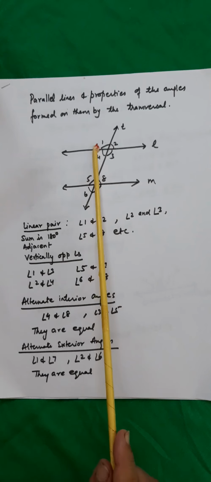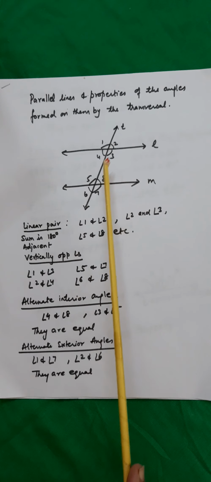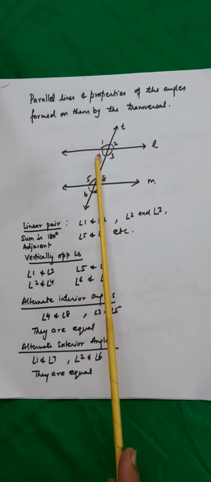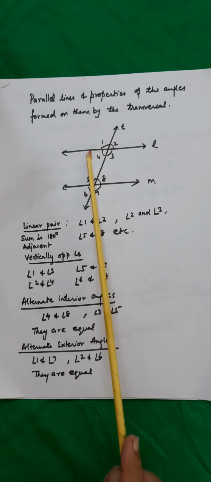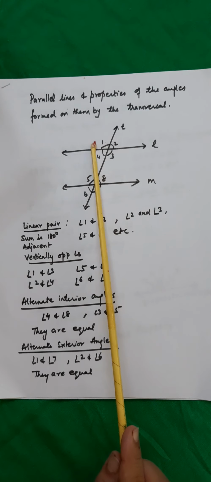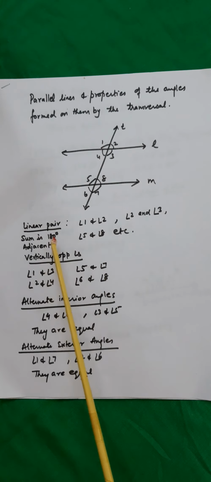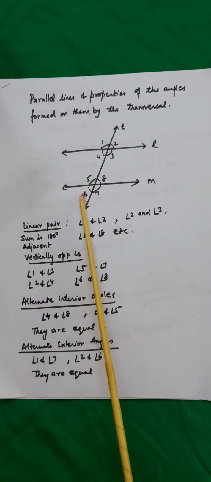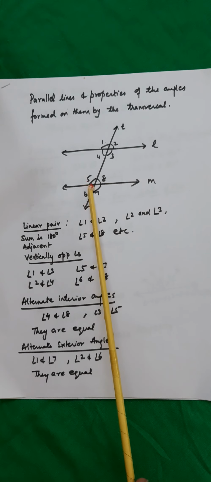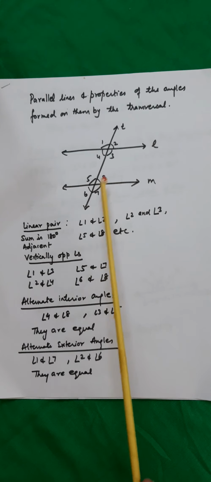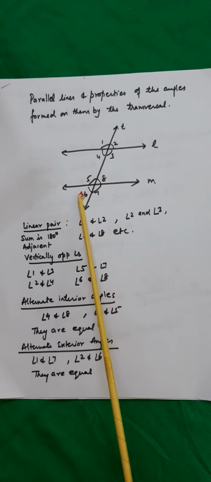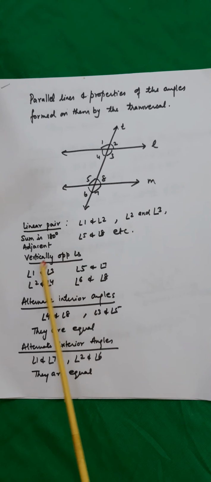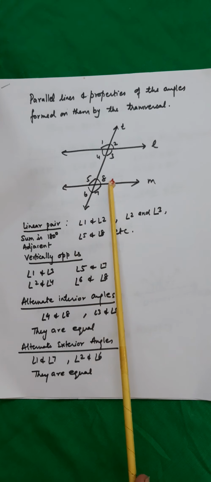Linear pairs. Here angle 1 and angle 2, angle 2 and angle 3, angle 3 and angle 4, angle 4 and angle 1, they all form linear pairs. They are adjacent angles and their sum is 180 degrees. Here also we have 4 pairs of linear angles, that is angle 5 and angle 8, angle 8 and angle 7, angle 7 and angle 6, angle 5 and angle 6. Right? Now these are all supplementary in pairs.